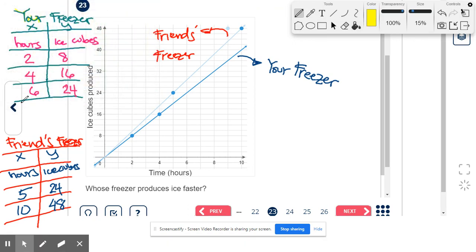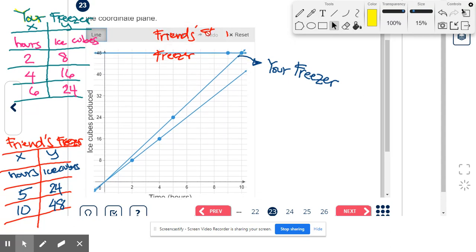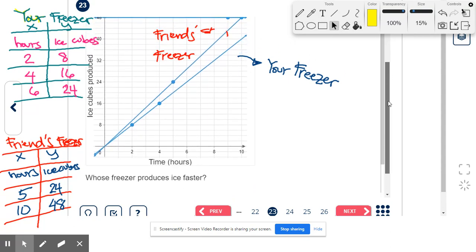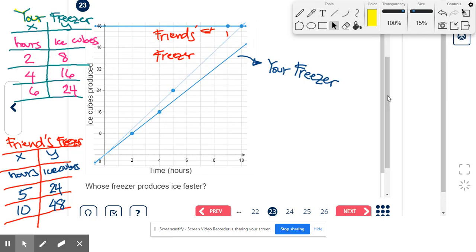It says, whose freezer produces ice faster? How would we know whose freezer produces ice faster? Based on our previous example, with these two lines, which line do you think is steeper? And that would be what? Exactly. It's going to be your friend's freezer. Because when you say steeper, it means what? The line is almost vertical.